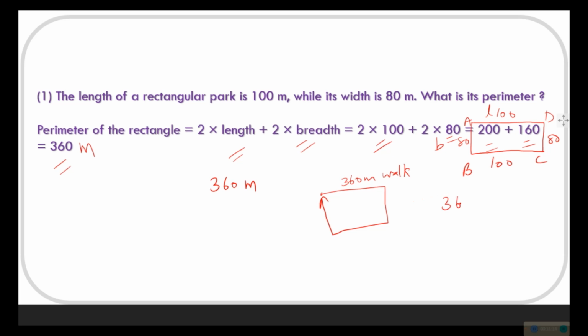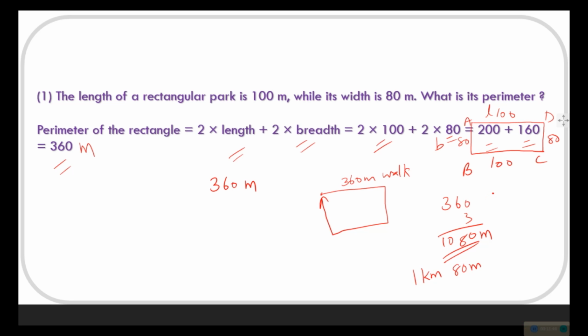3 times if you walk, 3 into 360, 30, 36 are 18, 3 is 9 plus 1, 10. That means 1080 meter you will walk. That means 1 kilometer and 80 meter you will walk if you are having the habit of walking or if your parents are having. तो in fact वो park में जाके एक round मारेगा तो 1 kilometer और 80 meter walking हो गया. So if you want to make it 5 kilometer, you have to walk 5 times.